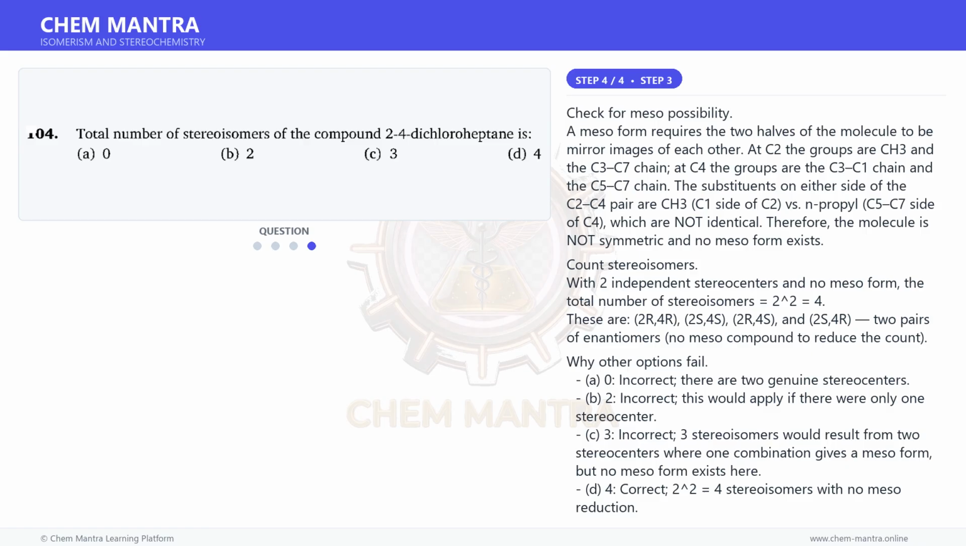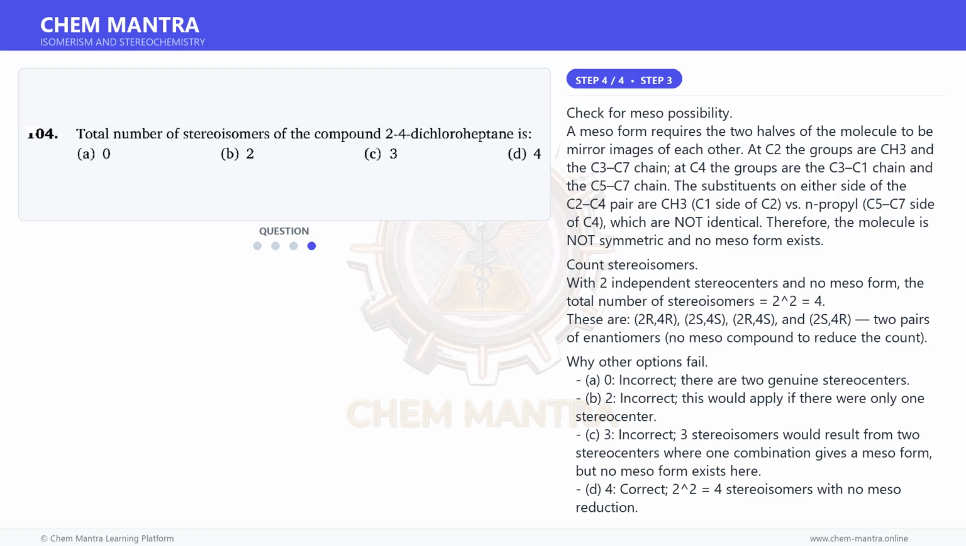Count stereoisomers. With 2 independent stereocenters and no meso form, the total number of stereoisomers is equal to 2^2, which is 4. These are 2R,4R, 2S,4S, 2R,4S, and 2S,4R, 2 pairs of enantiomers, no meso compound to reduce the count. Why other options fail?